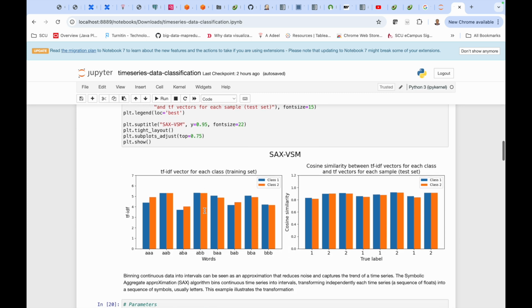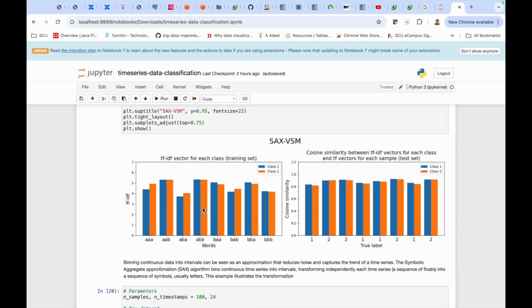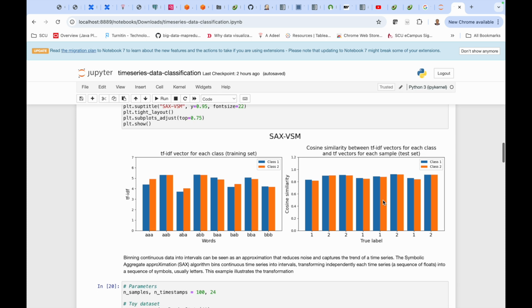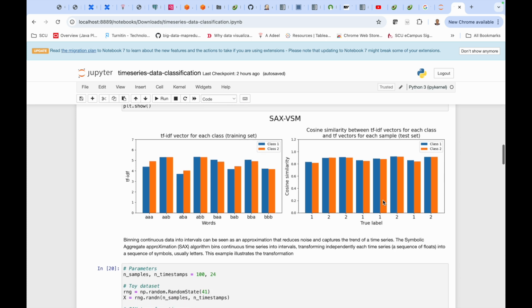So this is how the plot looks. On the left side is the TF-IDF vector for the training set, and on the right side is the cosine similarity between the TF-IDF vector for the testing set. And then we assign labels to the unlabeled testing data.